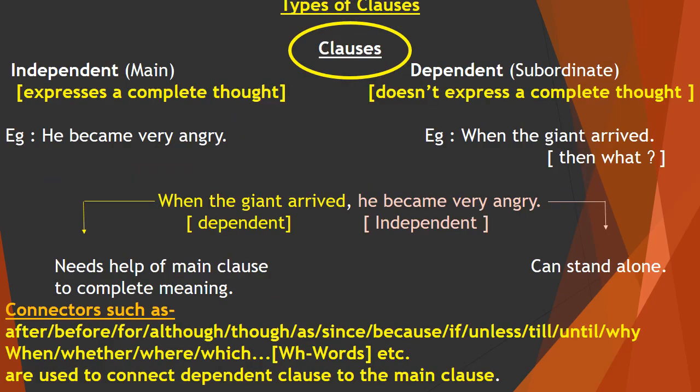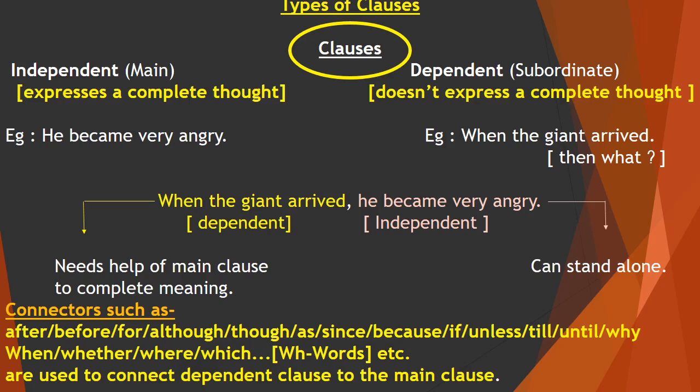A clause that has a subject and a predicate and makes complete sense is called a main or an independent clause. Example, he became very angry. You can see it gives a complete thought. A clause that has a subject and predicate but doesn't express a complete thought and leaves a question is a dependent or subordinate clause. Example, when the giant arrived.